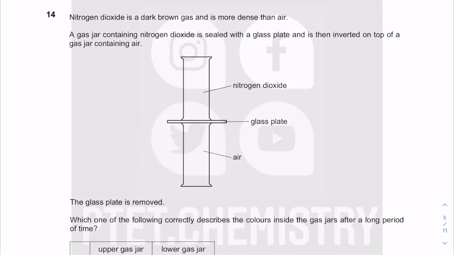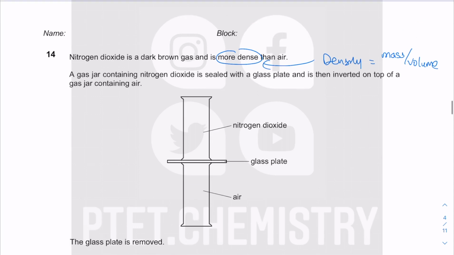Question 14. Nitrogen dioxide is a dark brown gas. It's more dense than air. Density is equal to mass over volume. If nitrogen dioxide is more dense than air, nitrogen dioxide will sink, air would be on top. Nitrogen dioxide will occupy the bottom bit. It wants to go down compared to the air due to the difference in density, and air is less dense than nitrogen dioxide, so air wants to move upward.